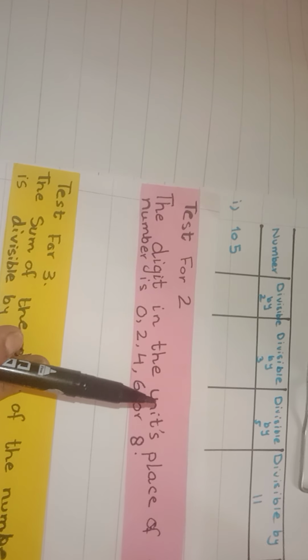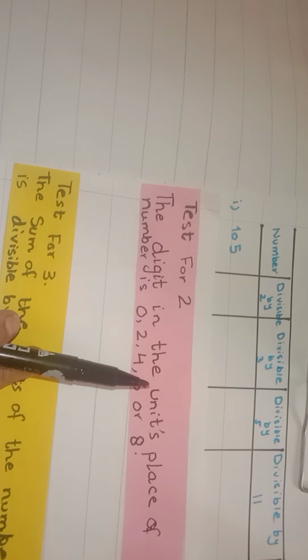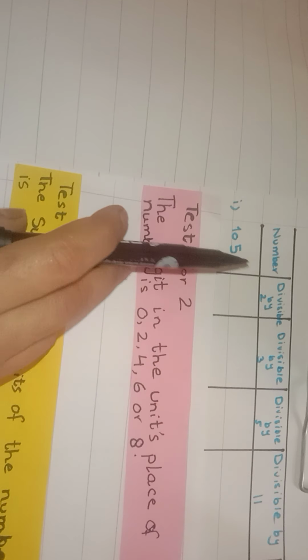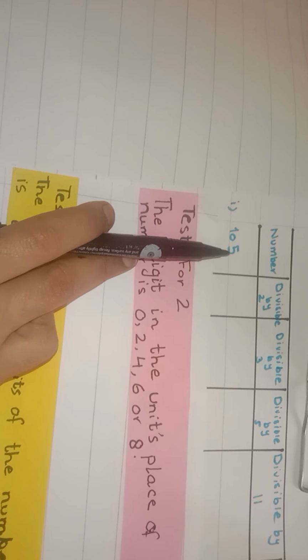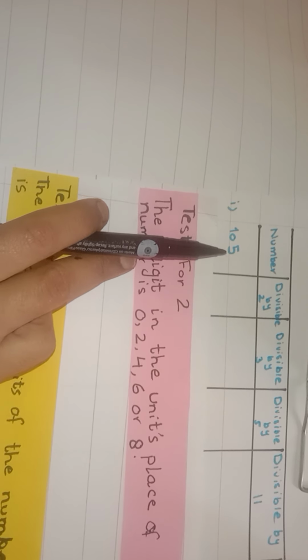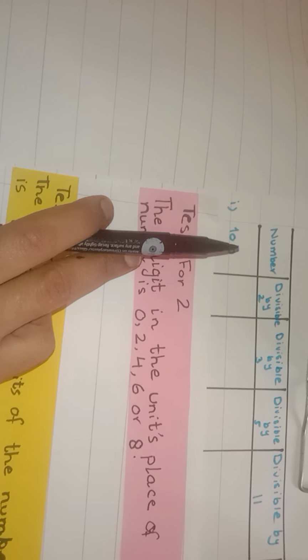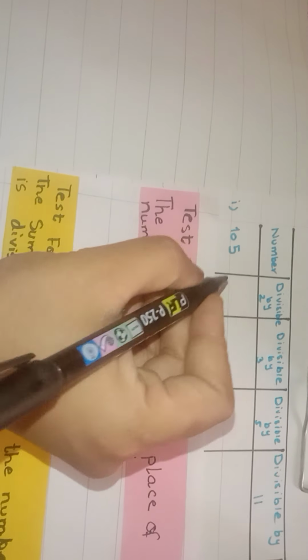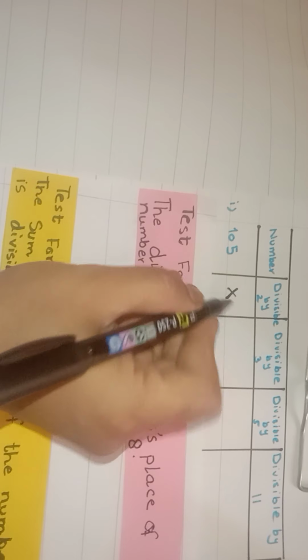Means to find out whether the number is divisible by 2 or not, we have to just check its last number whether it is even. Even numbers are those which occur in 2 table. Even numbers are 0, 2, 4, 6, or 8. So we can see that the last number is odd, right? So it means it is not divisible by 2, so we will place just a cross.